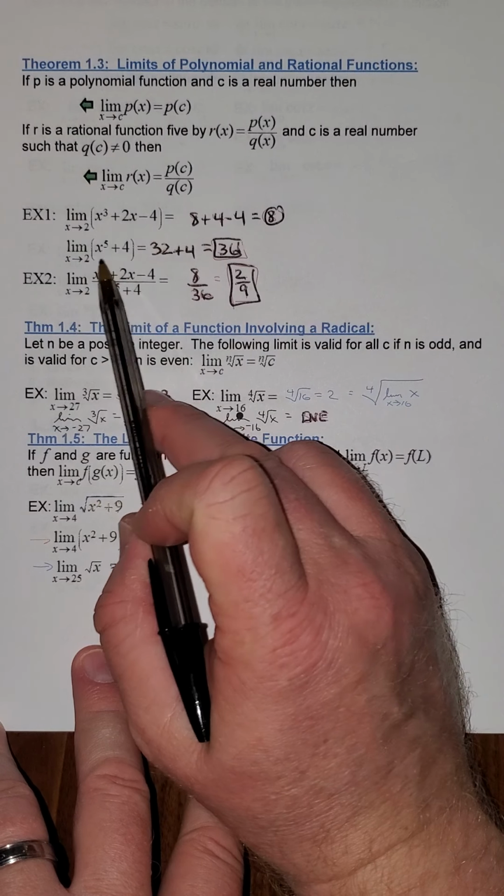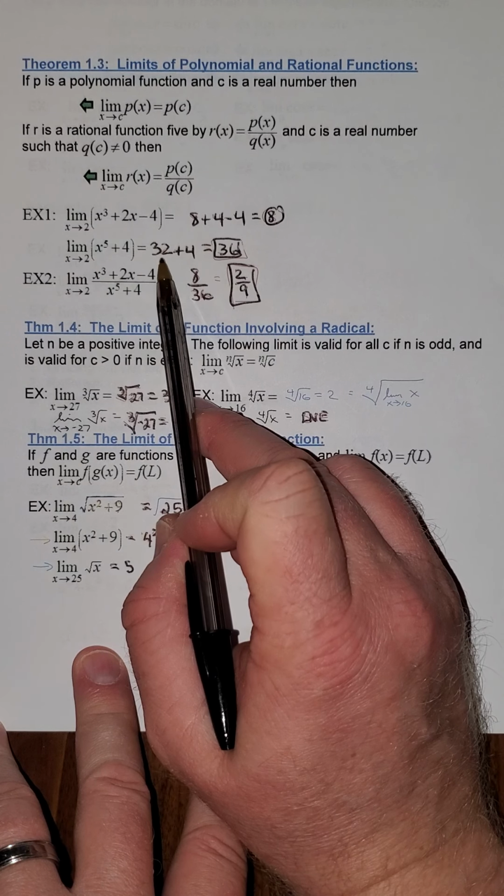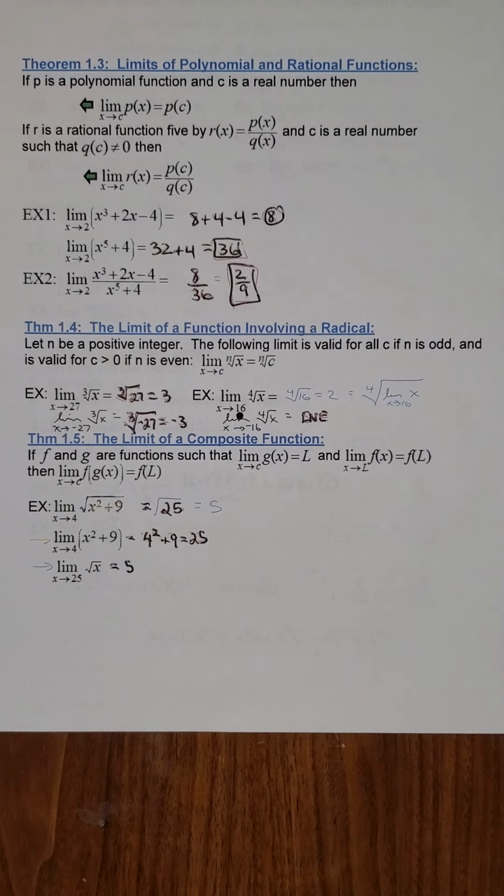Same thing here. This is another polynomial function. Plug in 2. You get 2 to the 5th, which is 32, plus 4 gives me 36. So for polynomial functions, it is very simple to find the limit. Just plug in the number.